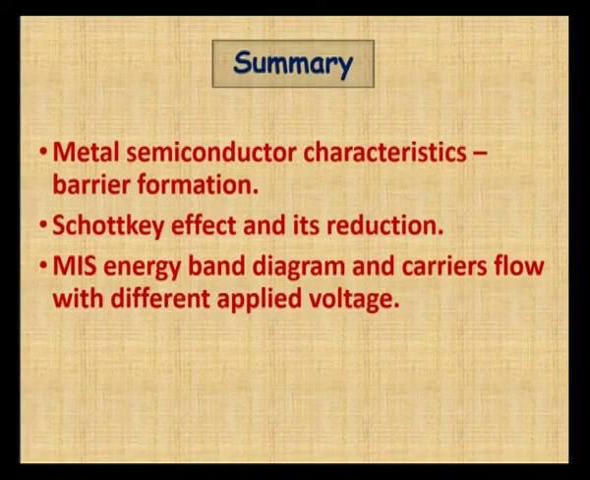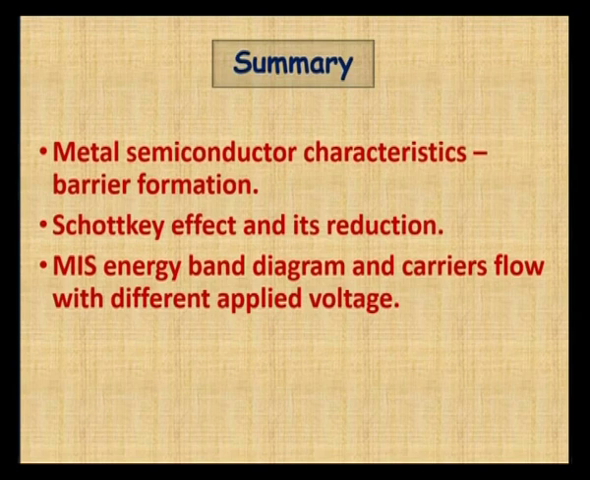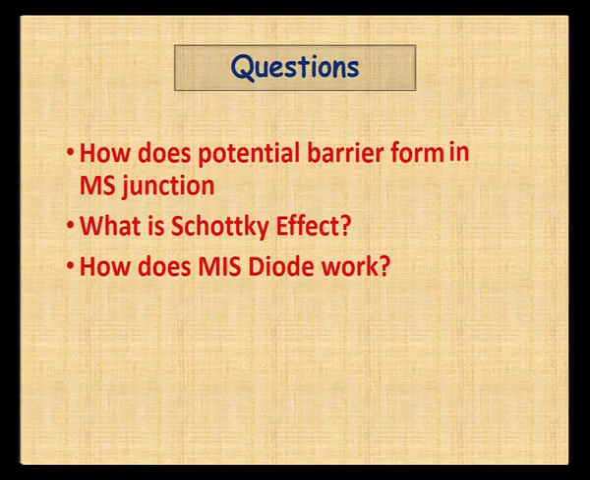So, for summary, we came across metal semiconductor characteristics and what happens when metal and semiconductor are in contact, how the energy diagram varies, and the Schottky effect, how the Schottky barrier is reduced with increasing potential, and the metal insulator semiconductor diode and its characteristics with different applied voltage. Next, some questions: how does the potential barrier form in an MS junction? What is the Schottky effect? How does an MIS diode work?